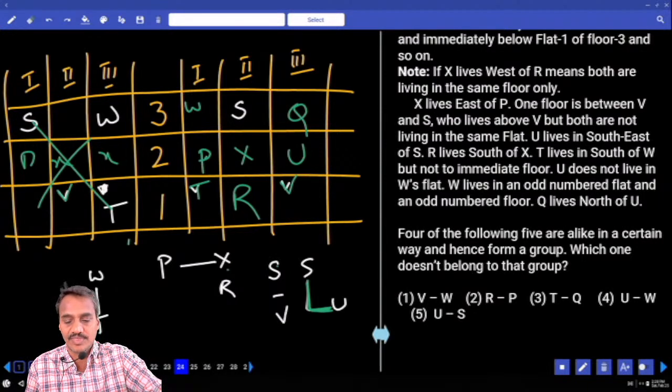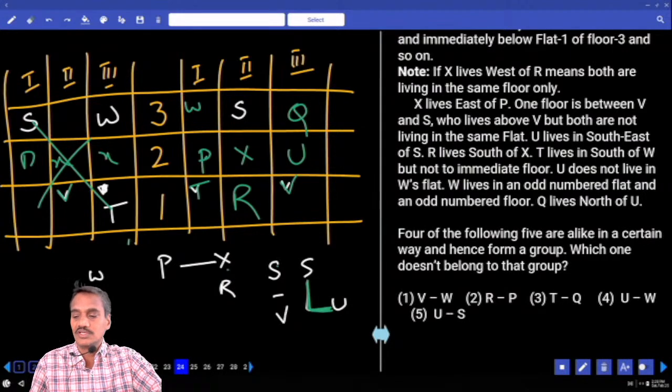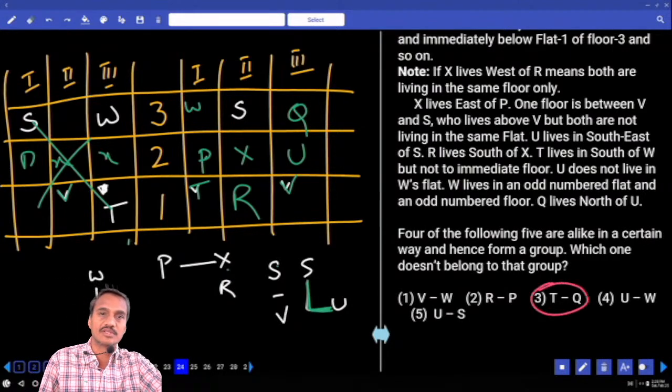Check the V and W. And next one, V is to the southeast of W. R is to the southeast of P. And T is to the southwest of Q. And U is to the southeast of W. And U is to the southeast of S. Except choice in all the remaining, the first one is to the southeast of the second.